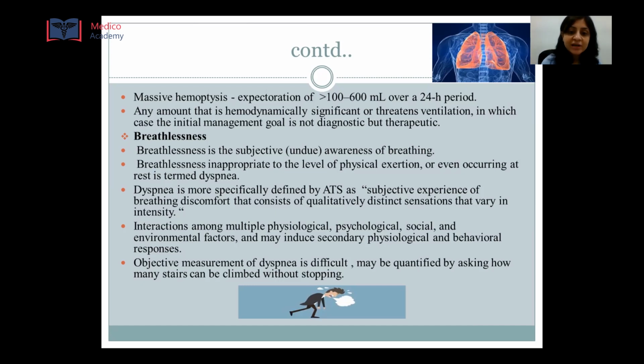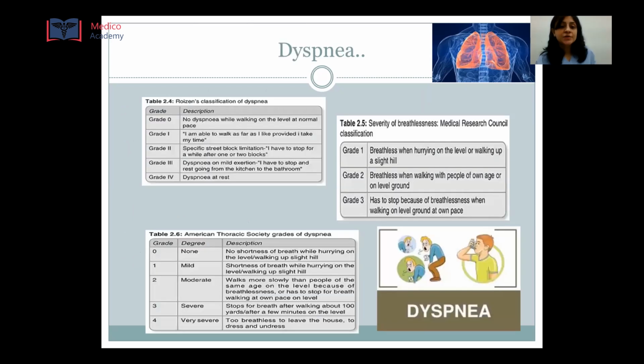Dyspnea is more specifically defined by the ATS as a subjective experience of breathing discomfort which consists of qualitatively distinct sensations that vary in intensity. It's basically an interaction among multiple physiological, psychological, social, and environmental factors, and it may induce secondary physiological and behavioral responses. Now, objective measurement of this dyspnea is very difficult, but it may be quantified by asking the patient how many stairs they can climb without stopping. So these are the broad classifications of dyspnea that have been given.